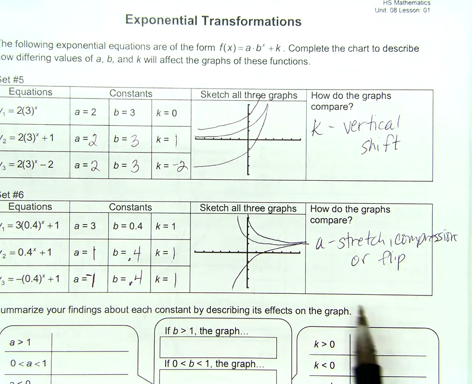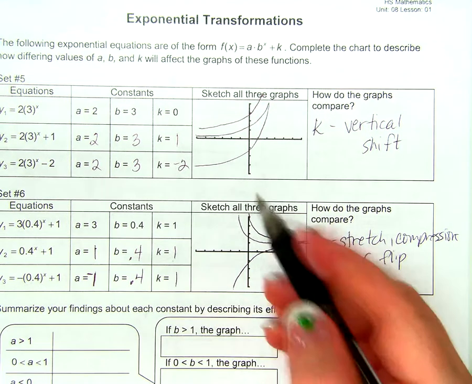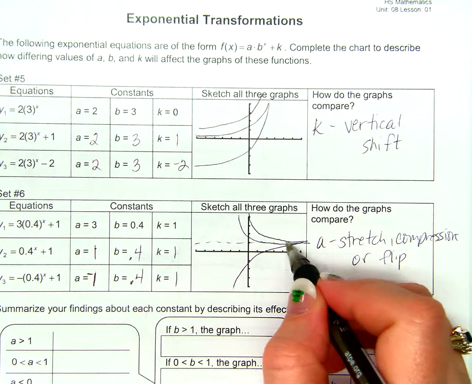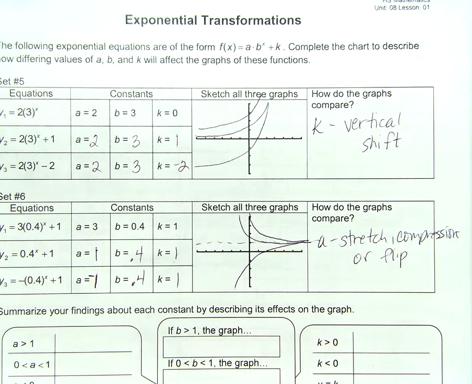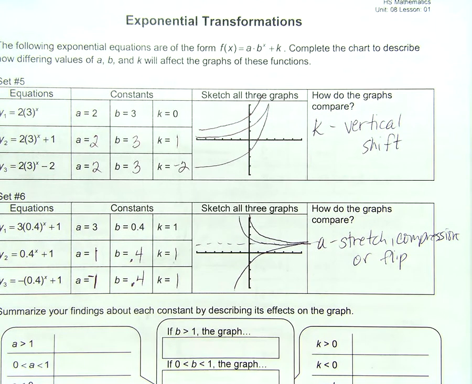Wait, where's the asymptote here? I know it didn't draw very well, but can you see an asymptote? Like right here? Where is that? Like at K?